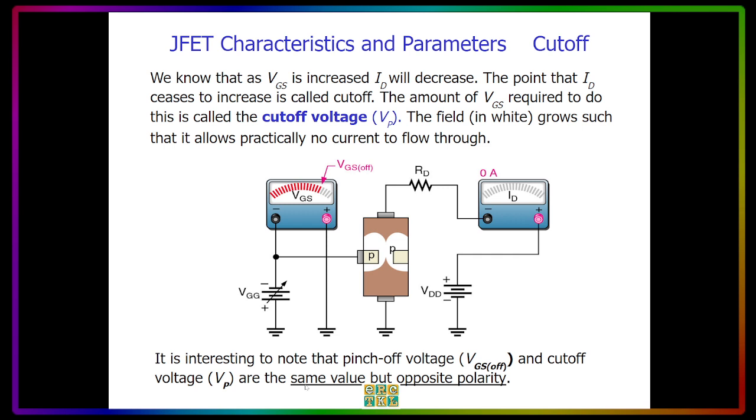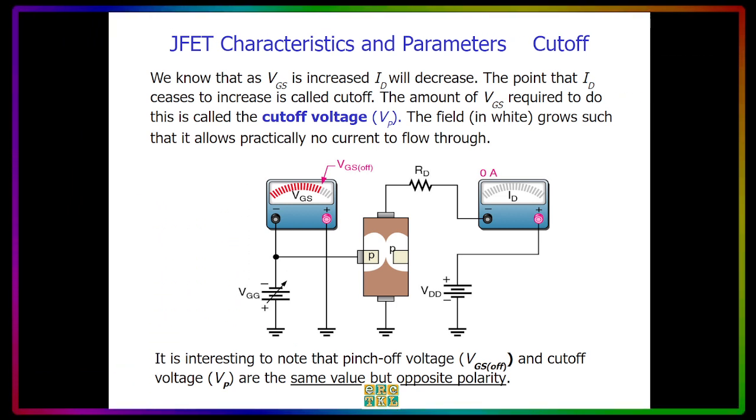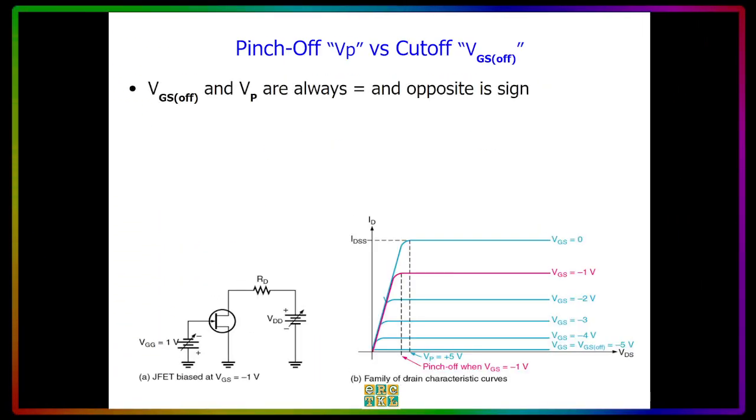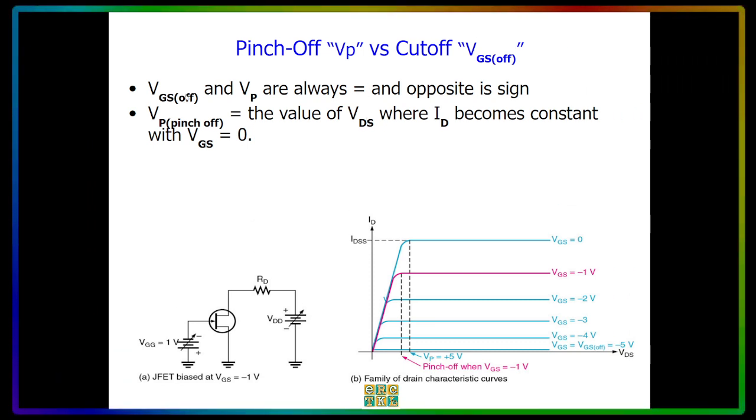Now, it is interesting to see that the pinch off voltage VP or VGS off and the cutoff voltage are the same, but they have opposite polarity. As I have said, if VP is positive 5, the VGS is negative 5. If the VGS is negative 5 volts, therefore the VP is positive 5 volts. So the VGS and VP are always equal but opposite in sign.